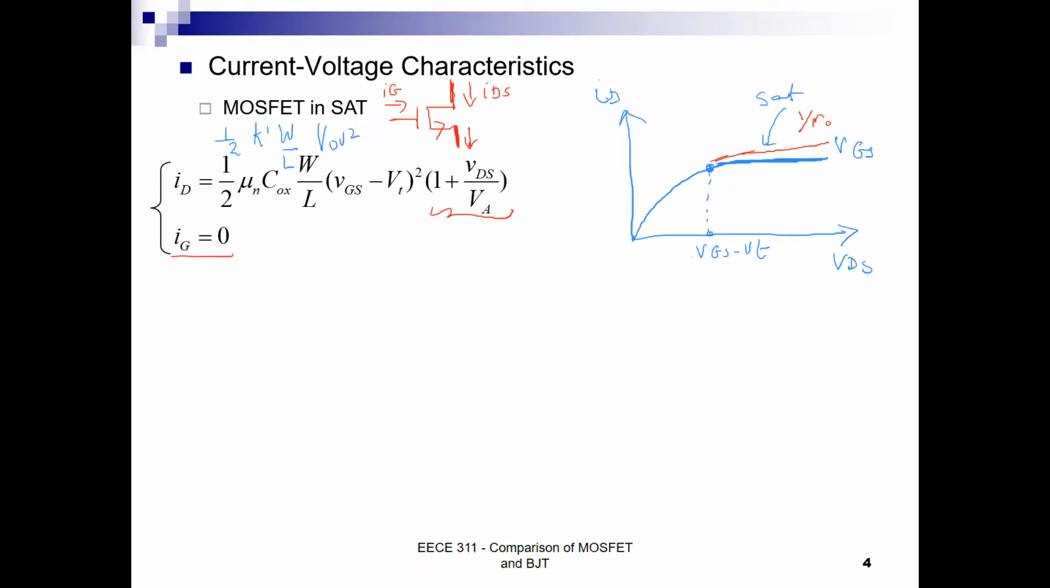So in the saturation region, which is when VDS is greater than VGS minus VT, that I am operating at, we will have the transistor operate with this current equation, and if we have an early effect we will add this component to the equation. Okay.